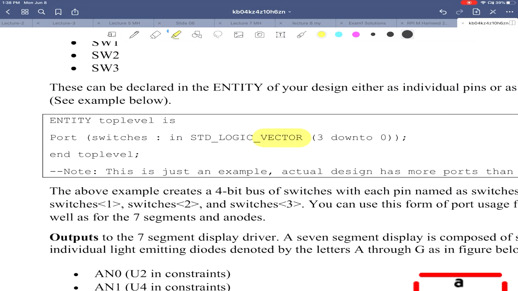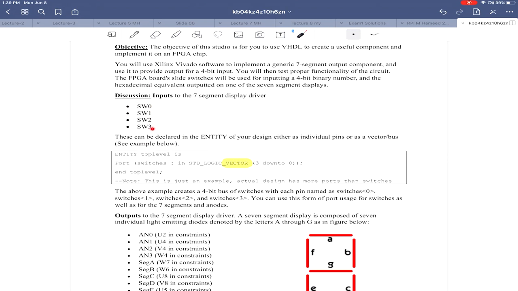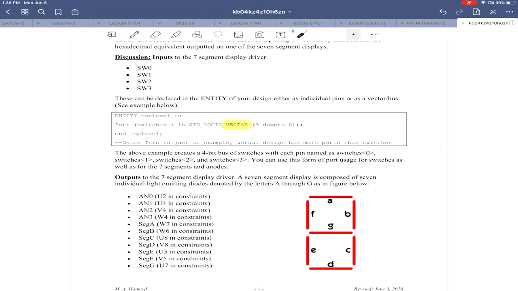You could do this Studio either way. So you could do this calling the 4 switches ABCD or SW0, SW1, 2, 3, or the better, more recommended way would be to initialize just one name, switches, in the entity, which is for input using the notation standard logic vector. In this case, it is going from 3 down to 0. So essentially, this creates switches parentheses 3, 2, 1, and 0. Just that one statement, right?